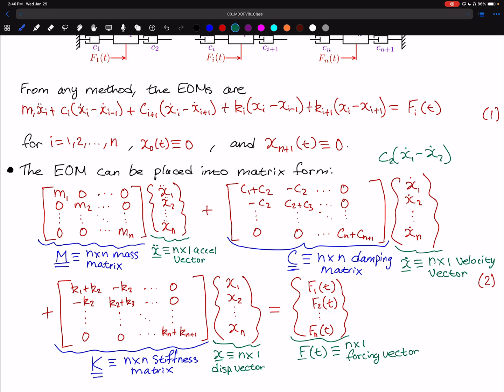If you come look at our original equation of motion right here, and you say i is equal to 1, you end up with C2 times the quantity x1 dot minus x2 dot. That's where that negative sign comes in. And if i is equal to 2, in this equation you'll get C2 times x2 dot minus x1 dot. And that's where the negative sign here comes in. And similar for the stiffness as well.